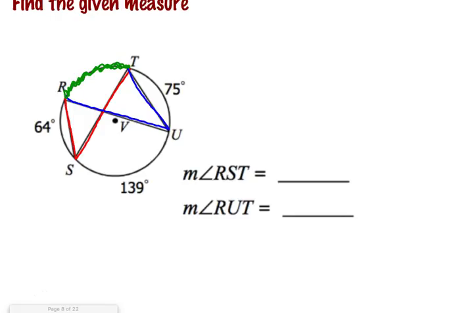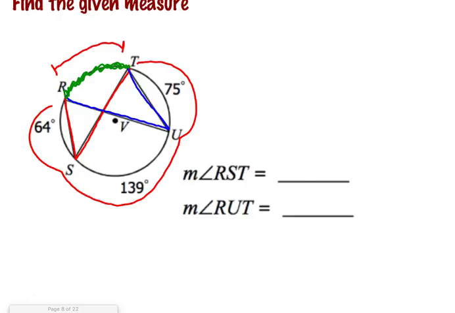So if we go around our circle, I know that this guy is 64, and then this guy gives me 139, and this guy here gives me 75. So I'm only missing the part that I need, but fortunately for us, I know that all the way around the circle has to add to 360. So if we subtract those from 360, we can figure out what those angle measures are. If I subtract 64, 139, and 75 from 360, I get 82 degrees.